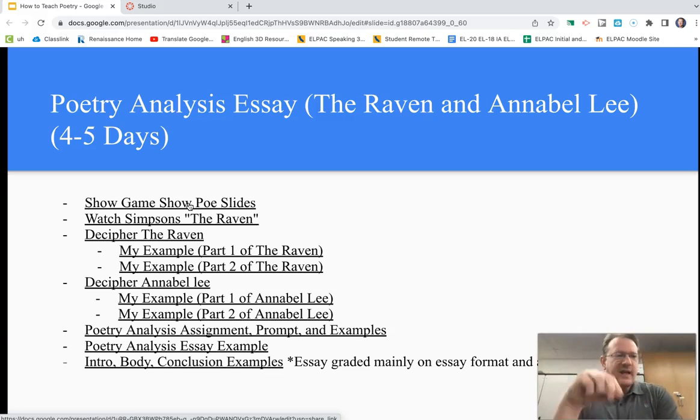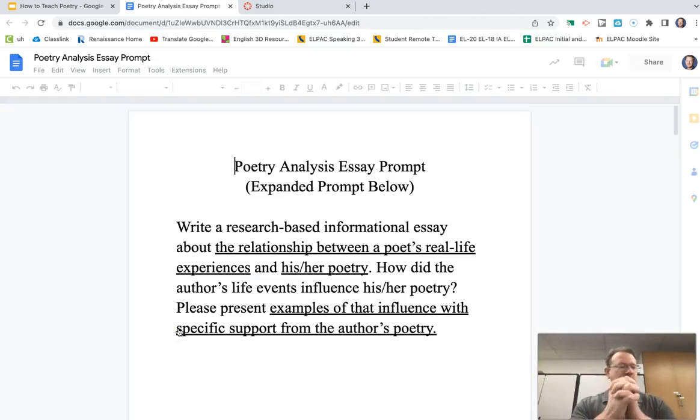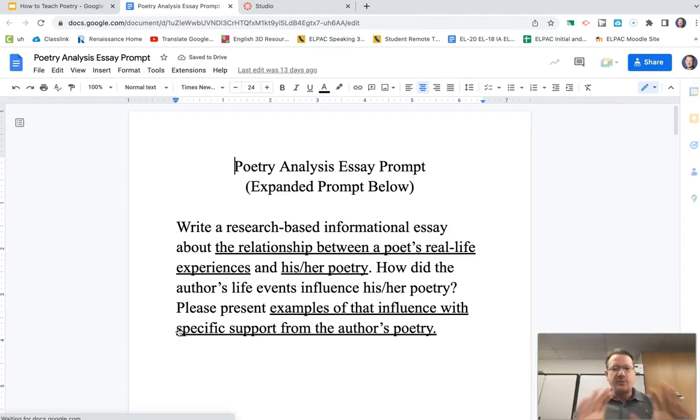So the setup of this poetry analysis essay is essentially that the prompt is going to be that a person's history, an author's history, or what's going on in the author's real life at the time, influences the poetry that he or she writes. So that's the purpose of it. Let me show you the prompt of this essay, and then we can get into the analysis of The Raven and Annabel Lee. So here's the prompt that the students will be writing on day 2, because it only takes 1 day to set this essay up.